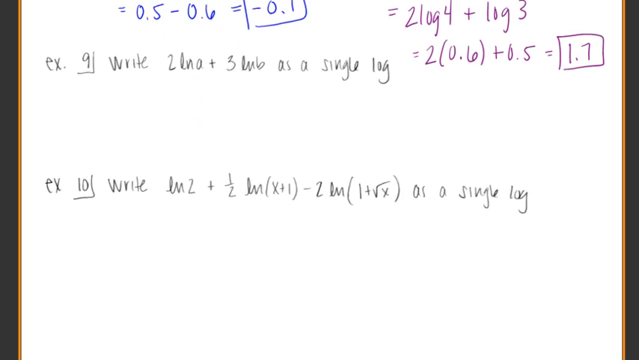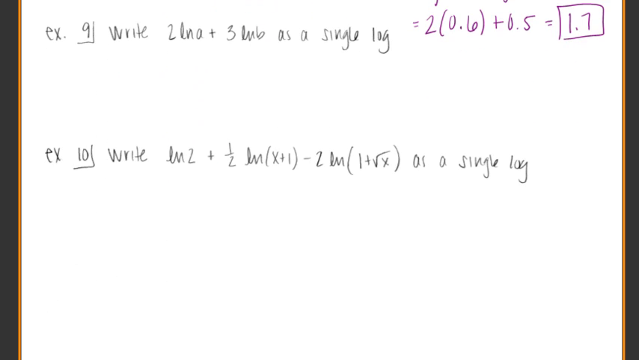Okay, so example 9, what we want to do here is write 2 times the natural log of A plus 3 times the natural log of B all as one log. Okay, so what that means is combine it all together, and we want to write it as just log of this, or in this case natural log of just this thing right here. Okay, first things first, look for coefficients. If you see any numbers in front, put them back as exponents. So this is the same thing as saying natural log of A squared plus the natural log of B cubed. Always, always, always do that first.